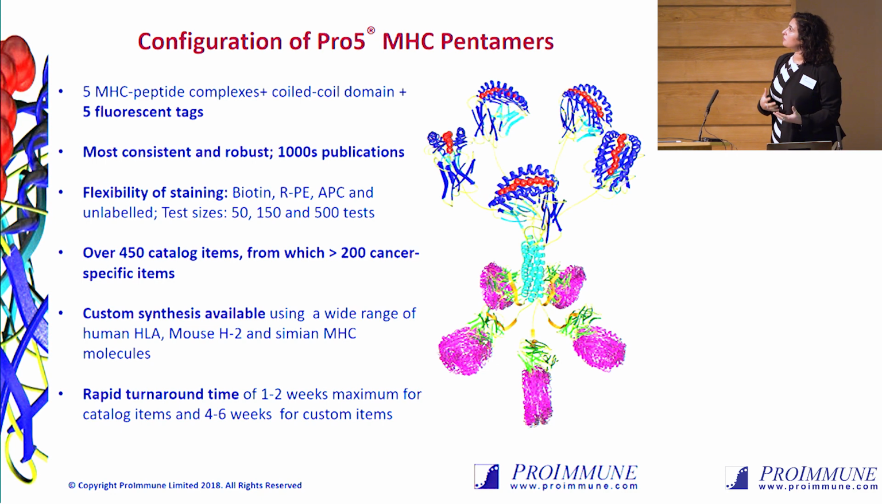What's great about it as well is the flexibility of staining. You can have them stained with biotin, RPE or APC, and we can deliver them in a variety of test sizes. And we've been around for such a long time that we've managed to develop over 450 catalog items, 200 of which are actually cancer specific. Because they're catalog items, they can be delivered to you in a very, very quick time. 1 or 2 days for the most popular items, but 1 or 2 weeks for the less popular.